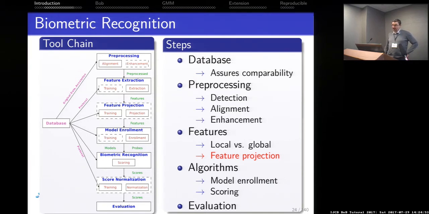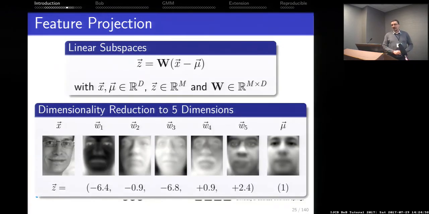Now we have another step, which is the feature projection step. That's an optional step. For example, one very traditional feature projection is using PCA, principal component analysis, which computes a linear subspace of your data. Given the training set of your data set, you can train this projection matrix, and then for recognition, you just use this to extract features from the gallery or probe samples.